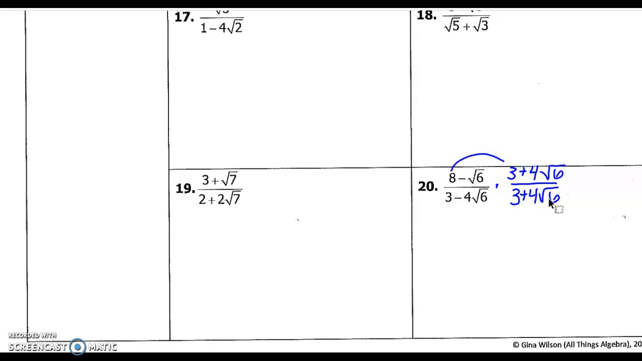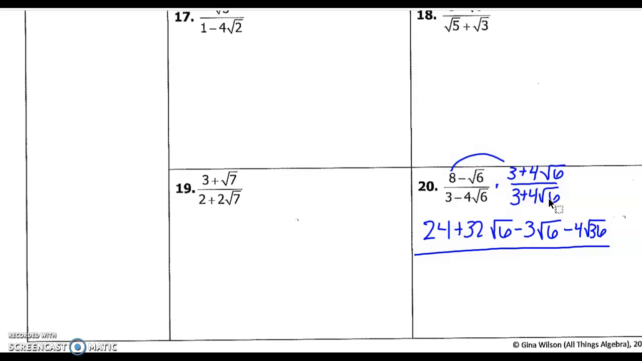So 8 times 3 is 24. 8 times 4 would be 32 radical 6. Back through, negative radical 6 times 3 would be negative 3 radical 6. Negative radical 6 times 4, nope, my bad. Negative times 4 would be negative 4 radical 36. Denominator, 3 times 3 is 9. We go plus 12 radical 6, minus 12 radical 6, minus 16 radical 36.